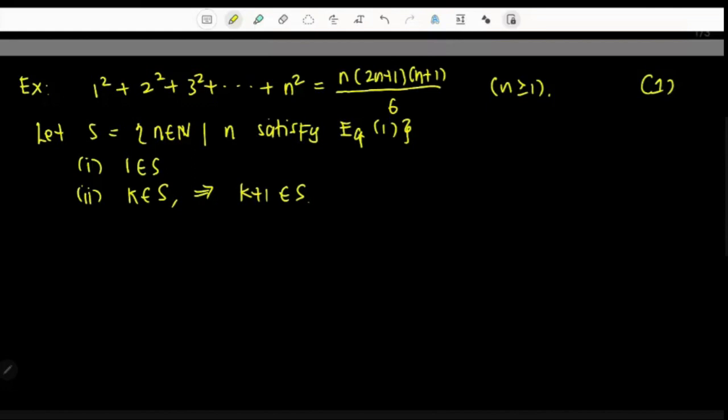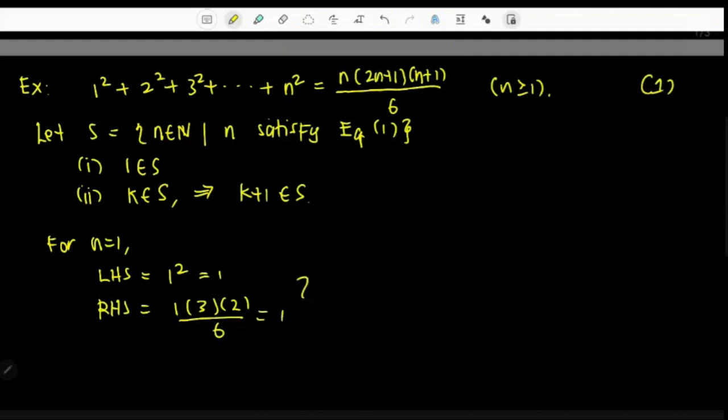So let's do the first step. For n equals 1, the left hand side is equal to 1 squared, which is 1. On the other hand, the right hand side is equal to 1 times 3 times 2 all over 6, which is also equal to 1. So this tells us that 1 satisfies equation 1. So 1 is indeed in S.